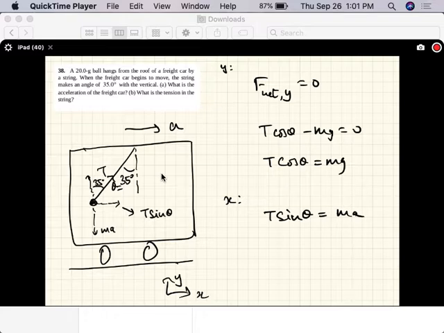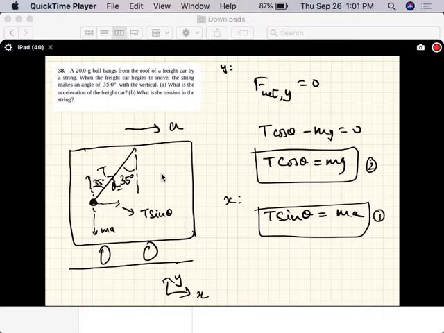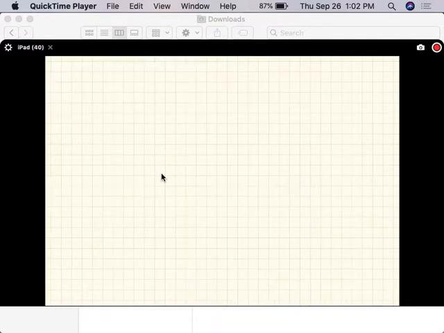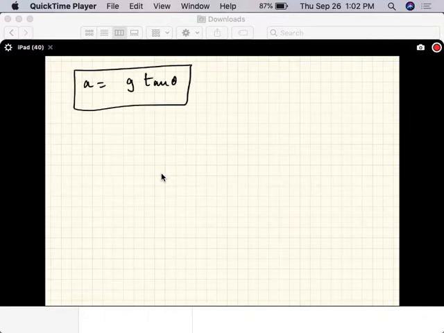All right, so here's this equation 2. We'll call this 1. 1 divided by 2. Okay, so the mass of the ball cancels. It doesn't matter the weight of the ball. So tan theta equal to a by g. So a is equal to g tan theta. So that's the expression we get.